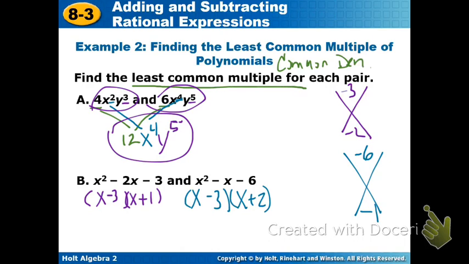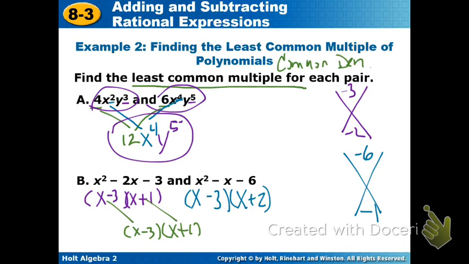Okay, so now we're ready. We've factored it out. Now let's find the least common multiple, which essentially is that common denominator. So I have an x minus 3, so I'm going to represent him as an x minus 3. I have an x plus 1. How are we going to represent him? X plus 1. Okay, so he's taken care of.